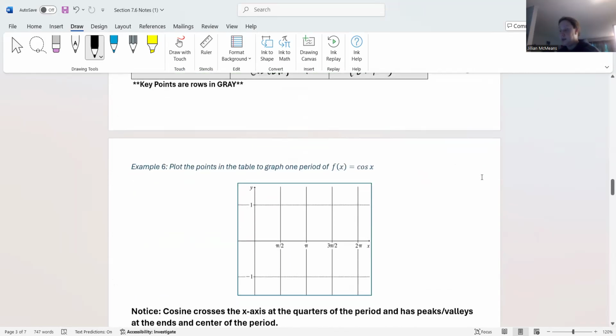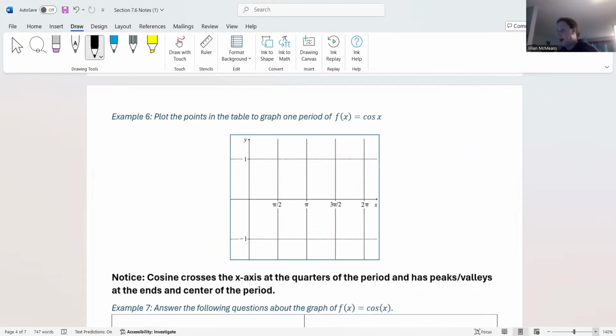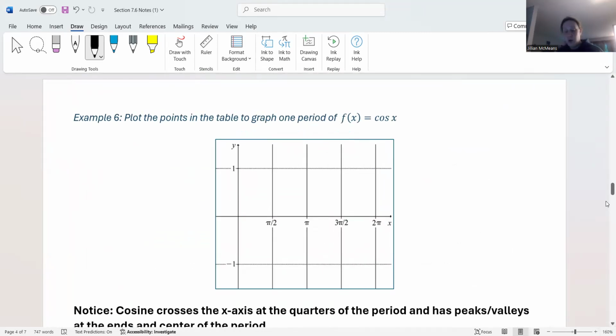So let's graph this. Okay, I'm going to blow this up a little bit so we can see the graph a bit better. So when we were looking at this graph, our first key point was 0, 1. So at the origin, when x is 0, we're going to be at 1. The next key point was at pi over 2, and that was an x-intercept. The third key point was pi comma negative 1. That's the center of our graph. And then the next key point is 3 pi over 2. That was an x-intercept. And then the fifth key point was at 2 pi, and it was a peak or a max. Okay, so the graph does something like this.